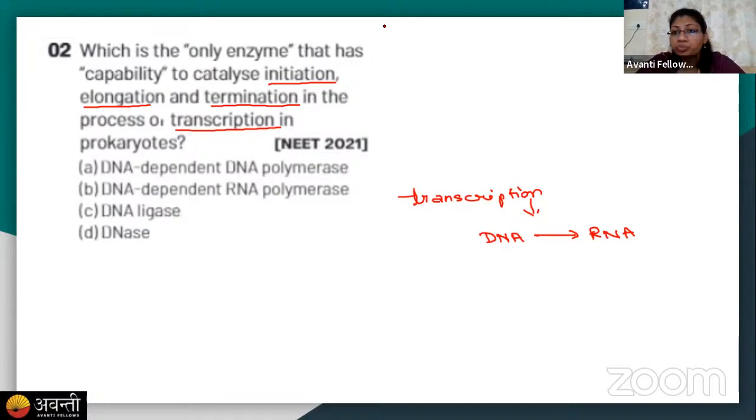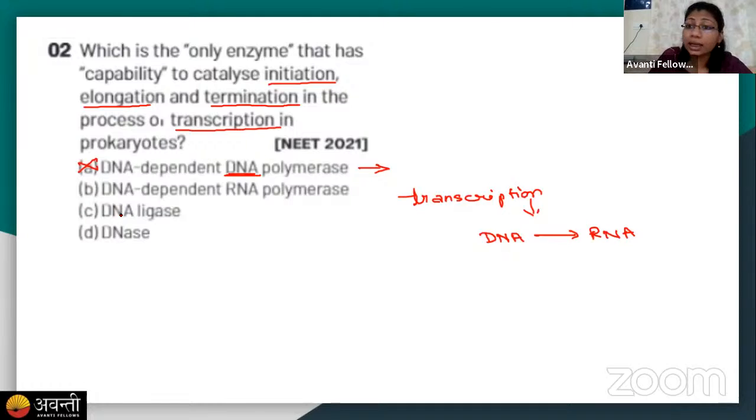Okay. So let's check which option is correct. Option A says DNA dependent DNA polymerase. That means here is the enzyme polymerase. Polymerase enzyme is always for the elongation or the synthesis of a molecule. But the synthesis of what? The DNA. Here DNA polymerase is present, so we can say synthesis of DNA is taking place. But the process is transcription, where we have to make the RNA from the DNA, right? So option A cannot be the answer.